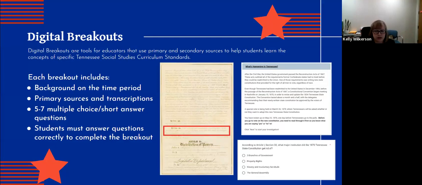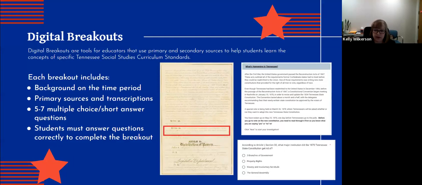Something for you all to know, because we have these available to you through our website, we're going to show you where you can find those. We've created them so that students must answer the questions correctly to complete the breakout. So if they get to the end of the breakout, you as the educator can know that the students have correctly answered all the questions.